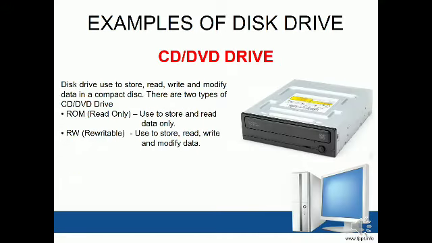CD or DVD drive. This drive is used to store, read, write, and modify data in a compact disk. There are two types of CD or DVD drive: 1, ROM, or read-only, used to store and read data only, and 2, RW or rewritable, used to store, read, write, and modify data.